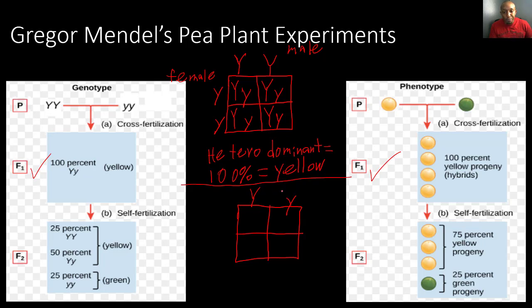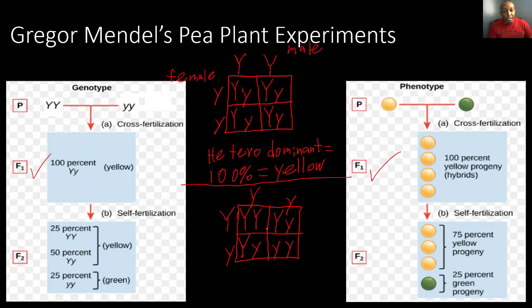So I put my males up top. Then here are our females along the side. And we're going to go ahead and do another cross. So now we have uppercase Y, so homozygous dominant, uppercase Y, lowercase y, heterozygous dominant, and then we have another uppercase Y, lowercase y, heterozygous dominant, followed by two lowercase y's, which is going to be homozygous recessive.